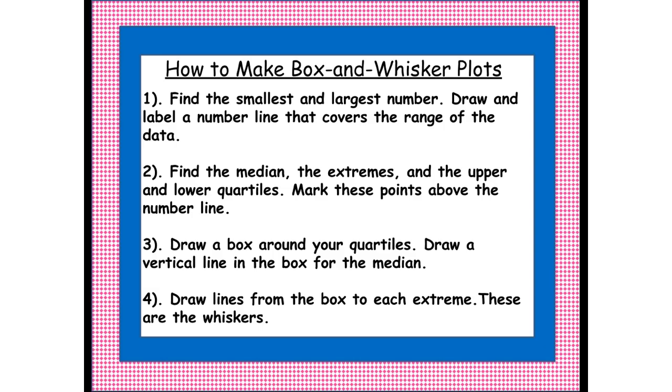Number 2, you find the median, the extremes, and the upper and lower quartiles, and you mark these points above the number line. Third, you draw a box around your quartiles, and you draw a vertical line in the box for the median. 4, draw lines from the box to each extreme. These are the whiskers. So on page 36, write down your directions on how to make a box and whisker plot. Pause the video so that you have time to do it.